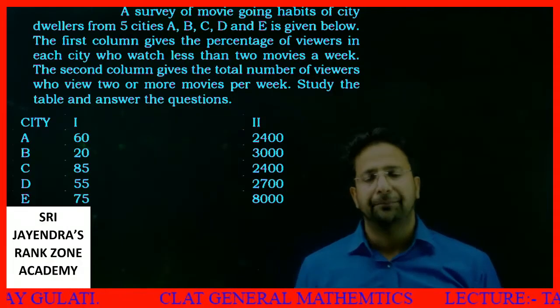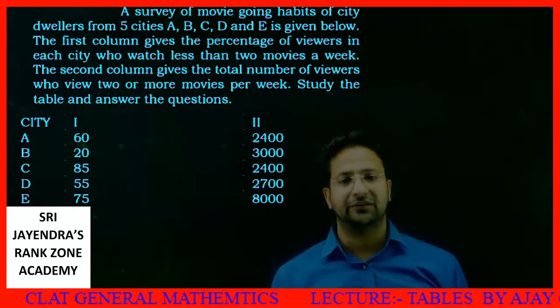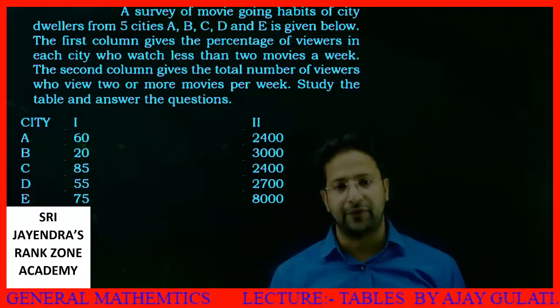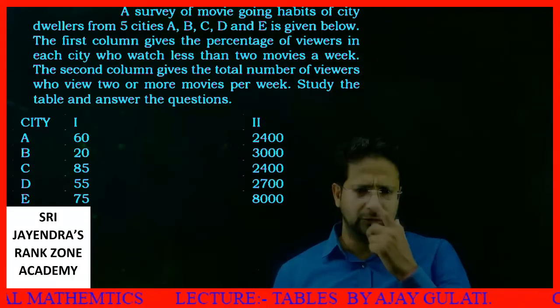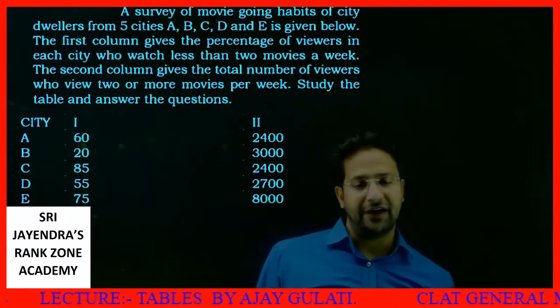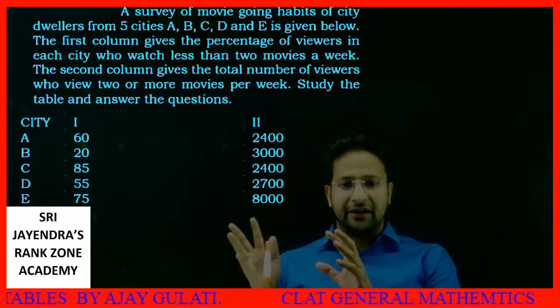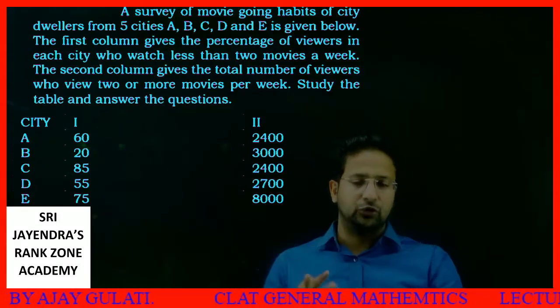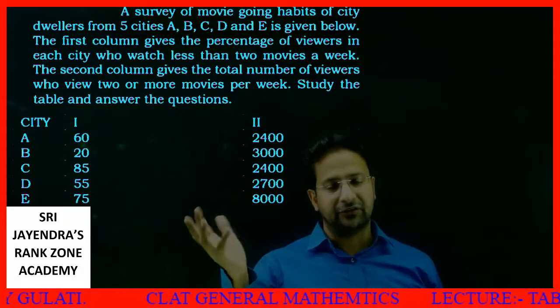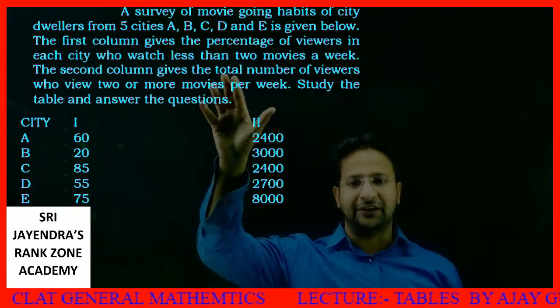Next set of questions. A survey of movie-going habits of city dwellers from 5 cities A, B, C, D, E is given below. What does it say? It says that in 5 cities there are people who go to the movies, and we are conducting a survey, and this particular table shows the habits of those people who go to the theater. 5 cities A, B, C, D, E.